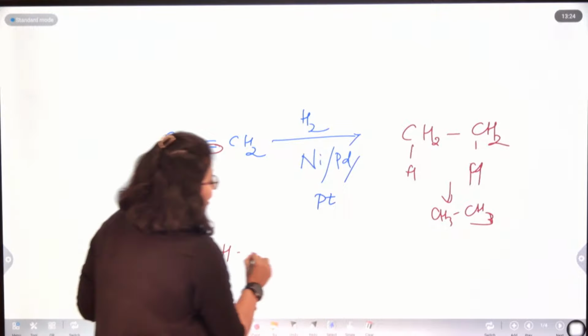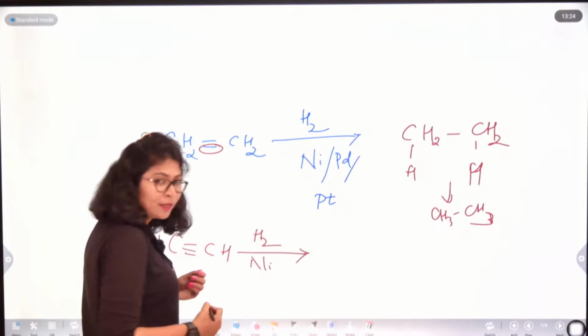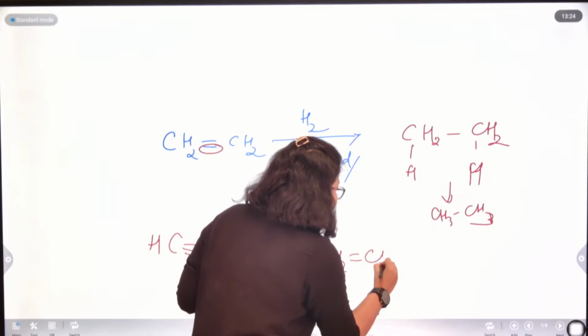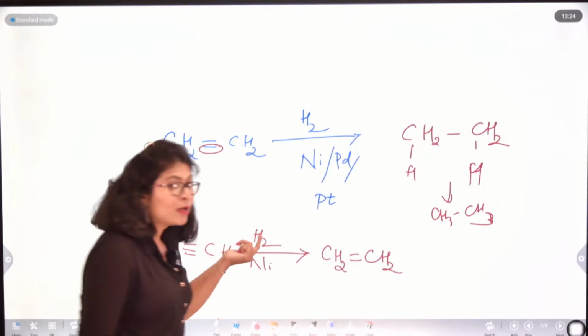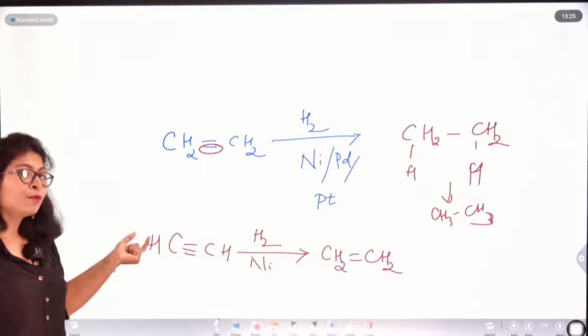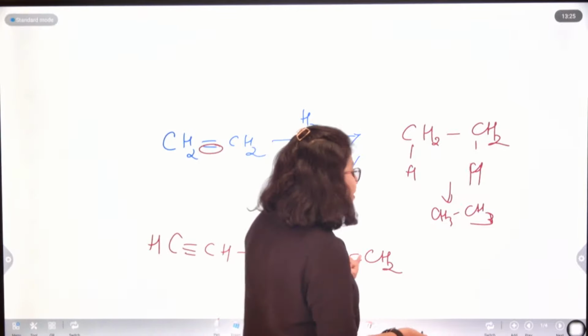I can add hydrogen in the presence of a catalyst, let's say nickel, then it will form CH2=CH2. I'm adding 1 mole of hydrogen, which means it will break only one bond and there will be addition of 2 hydrogen atoms to the 2 ends of the carbon atoms. So here I will get CH2-CH2.